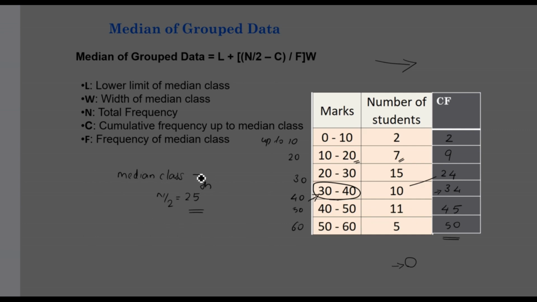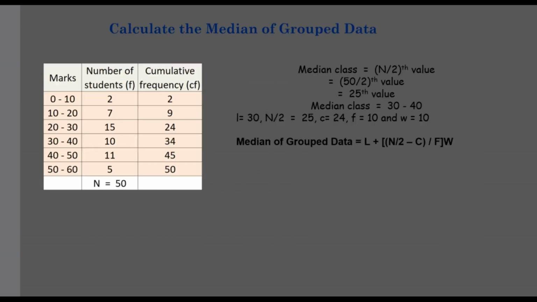Okay, so now we got 30 to 40 as the median class for this group data. Let's go with it, so the data is like this now. This is the cumulative frequency, n is 50. So we are finding the n by 2th value, 50 by 2, that is the 25th value. The 25th value is coming under this class interval 30 to 40.